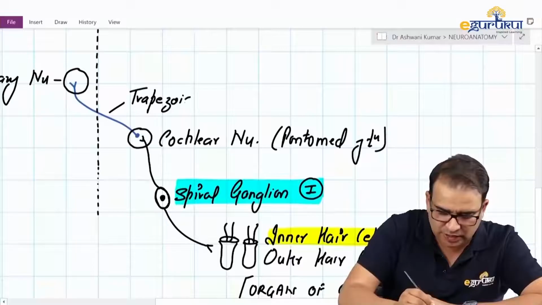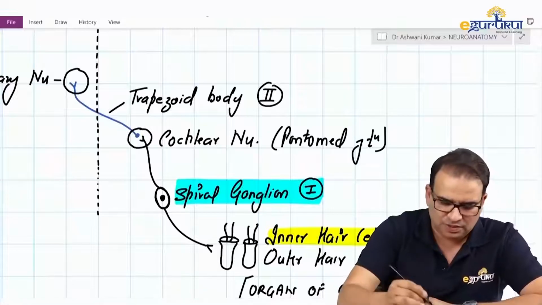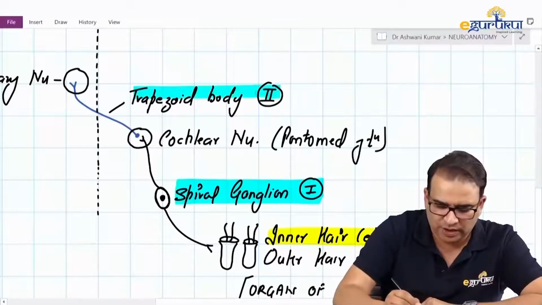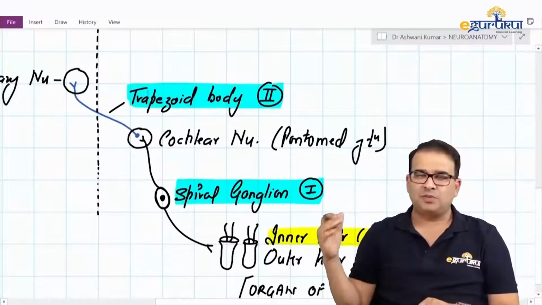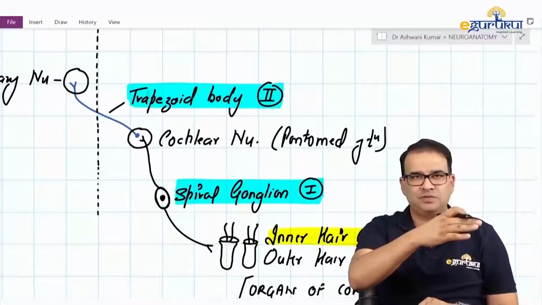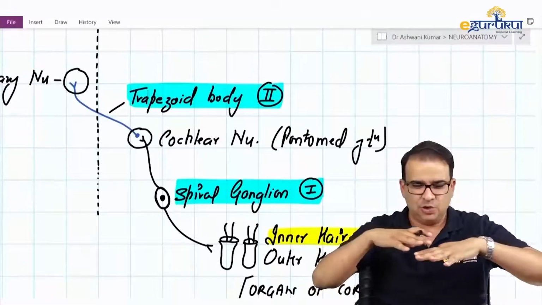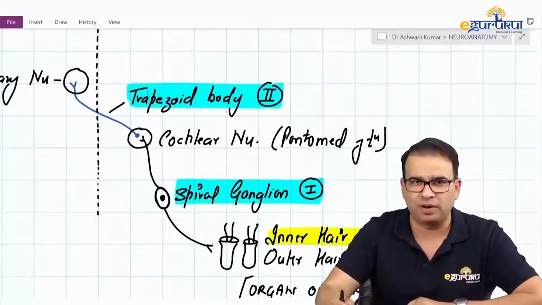We call it trapezoid body. The second order neurons only. So don't get confused with the word body here. Trapezoid body are the second order neurons which start from the cochlear nucleus, cross the midline and go to the superior olivary nucleus of the other side. So these decussating neurons in the pons form a trapezium over there, and we simply call it a trapezoid body.